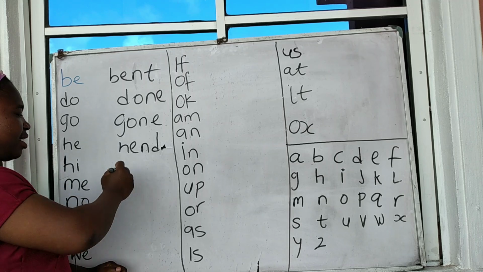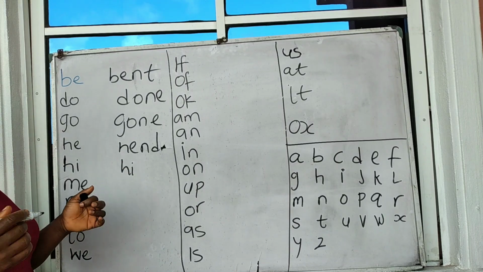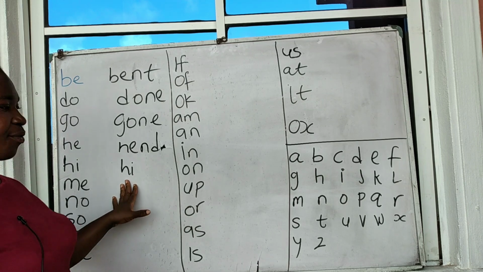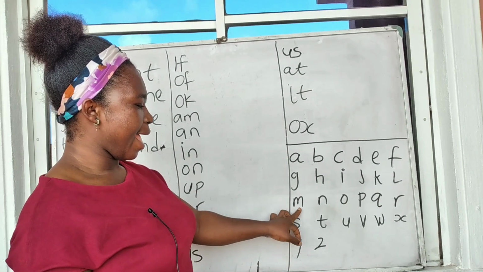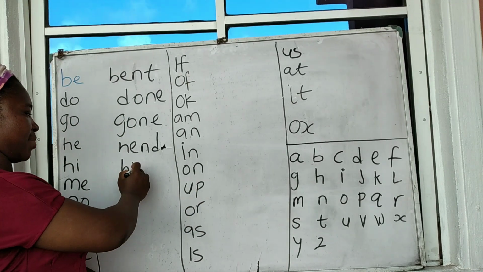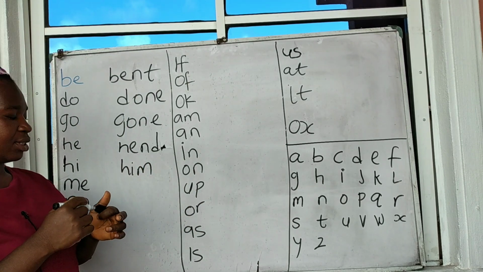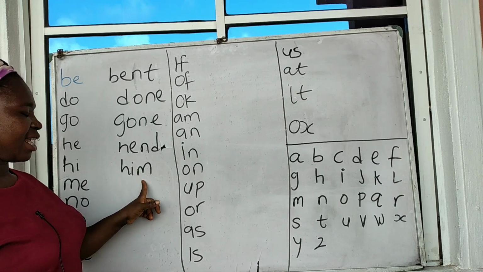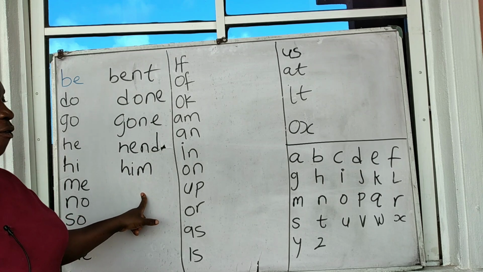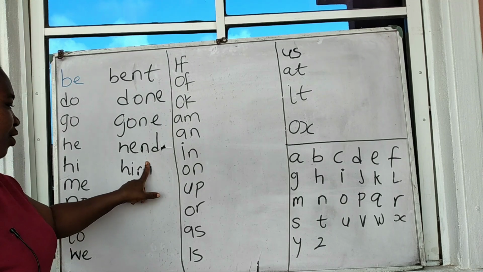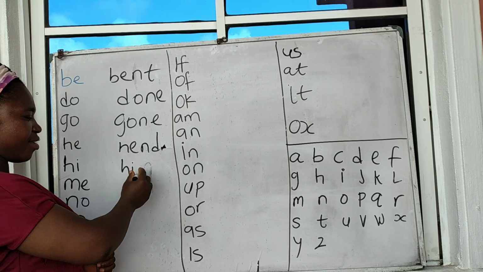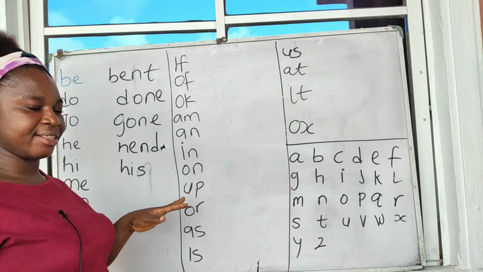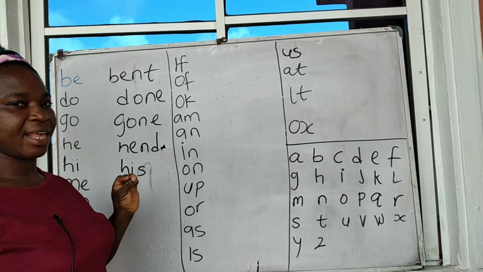I have H-I. This is the he sound, but we pronounce this as high, okay? I decide to pick, let me pick M. I'm going to have him. Him. This is the me sound. If I decide to choose S in place of the M, I'm going to have his. So you can see H-I plus S is his. H-I plus M is him, okay?